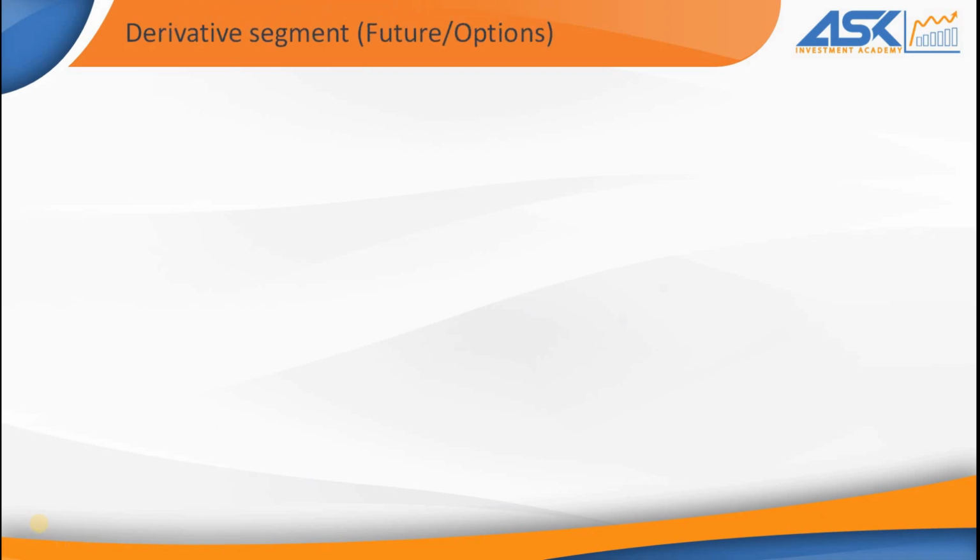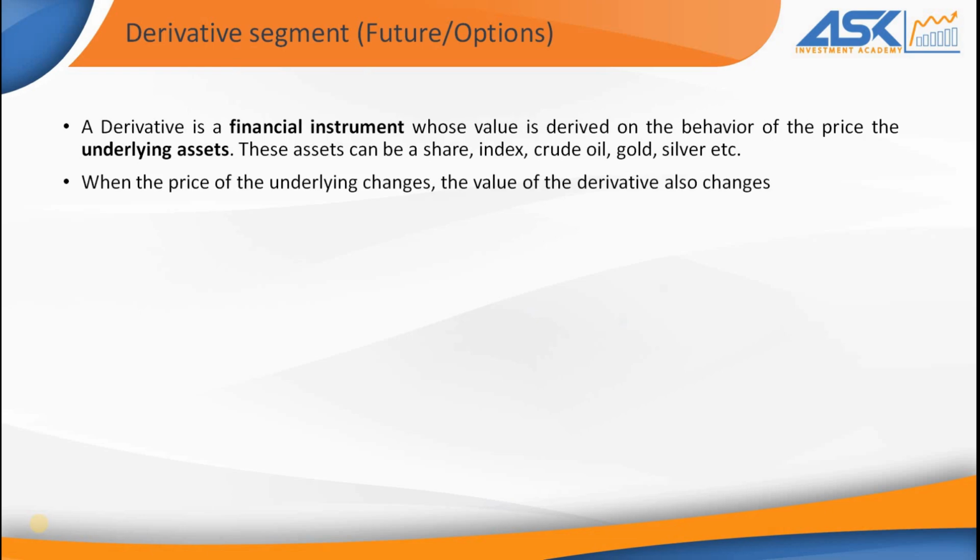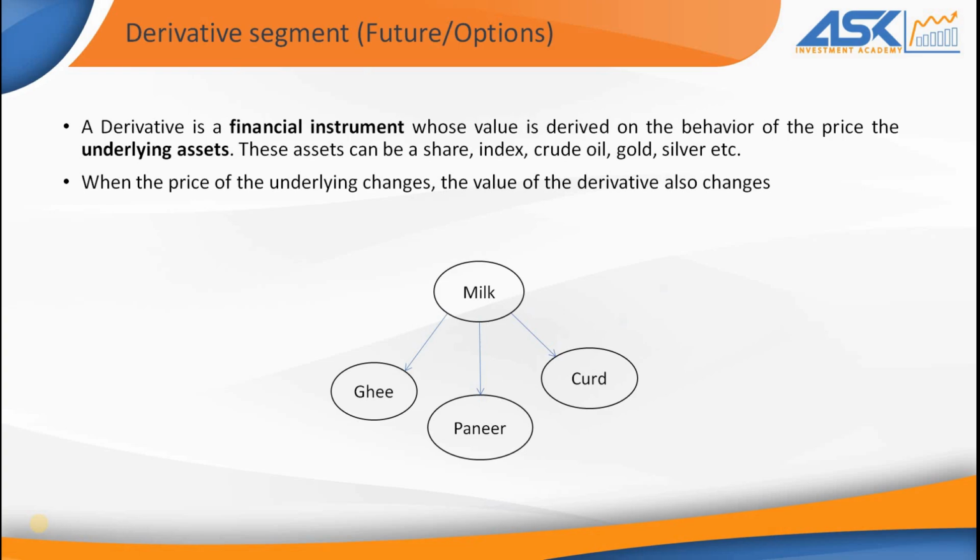So before going to the derivative segment, you have to understand what a derivative is. I will give you a small analogy to understand derivatives. For example, what are the products which we can make with milk? We can make ghee, or paneer, or curd. That means ghee, paneer and curd are the derivatives of milk. If milk price increases, then ghee price, paneer price and curd price will also increase. If milk price reduces, then ghee price, paneer price and curd price will also reduce.